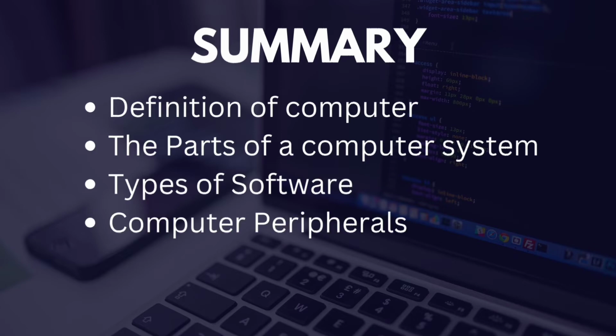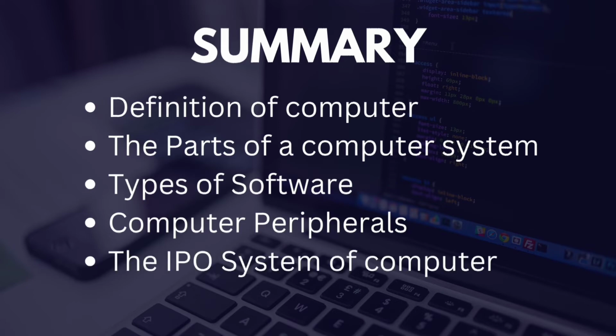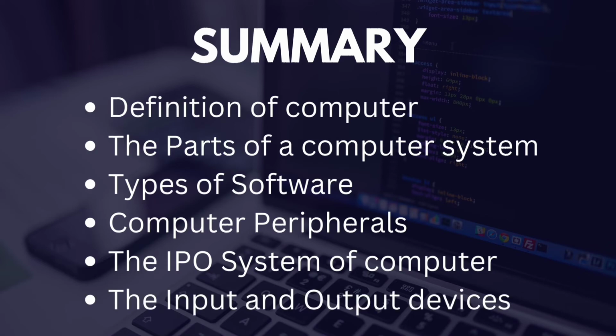Then we proceeded to looking at the computer peripherals, which are the hardware parts of the computer. Then we talked about the computer as an IPO system, as the input process output system. This is because it accepts data, processes data, and it gives out information. Then conclusively, we looked at the input and output devices. The input devices send data to the computer, and the output brings out results.